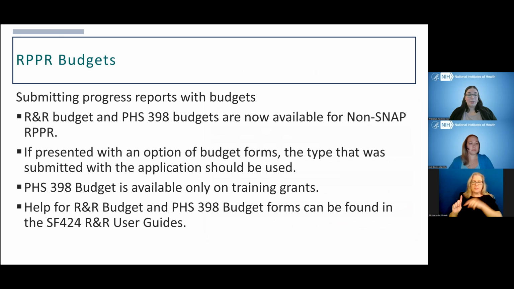RPPRs can contain budgets. This is going to depend on whether you are a SNAP award or a non-SNAP, the streamlined non-competing application process. If your grant is a non-SNAP award, you are going to have to submit a budget. It's going to be either the R&R budget or the PHS 398 budget. The PHS 398 is just for your training grants. If you are unsure of which budget you should use, take a look at what you submitted on your grant application, and that's going to let you know. For help with those budgets, this information can be found in the SF424 R&R user guide.